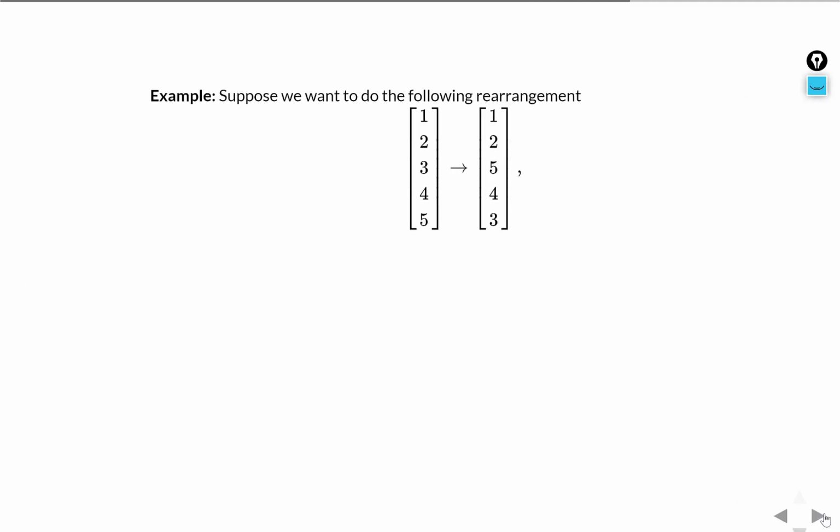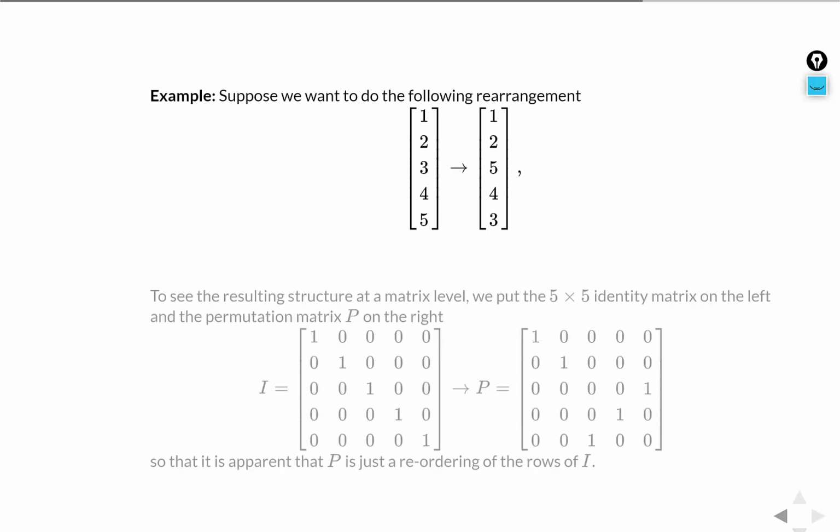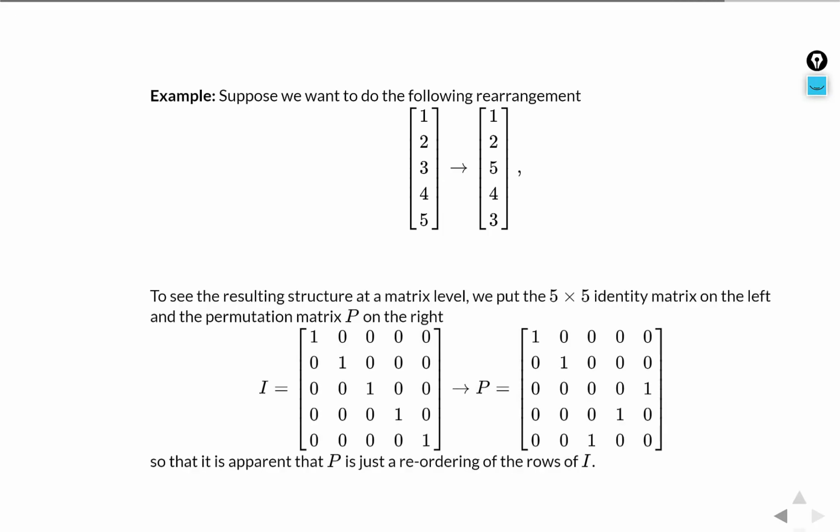For example, consider this 5 by 1 vector. We want to rearrange and swap the third and the fifth rows. We start from the 5 by 5 identity matrix and we swap the fifth and the third rows, which results in our permutation matrix.